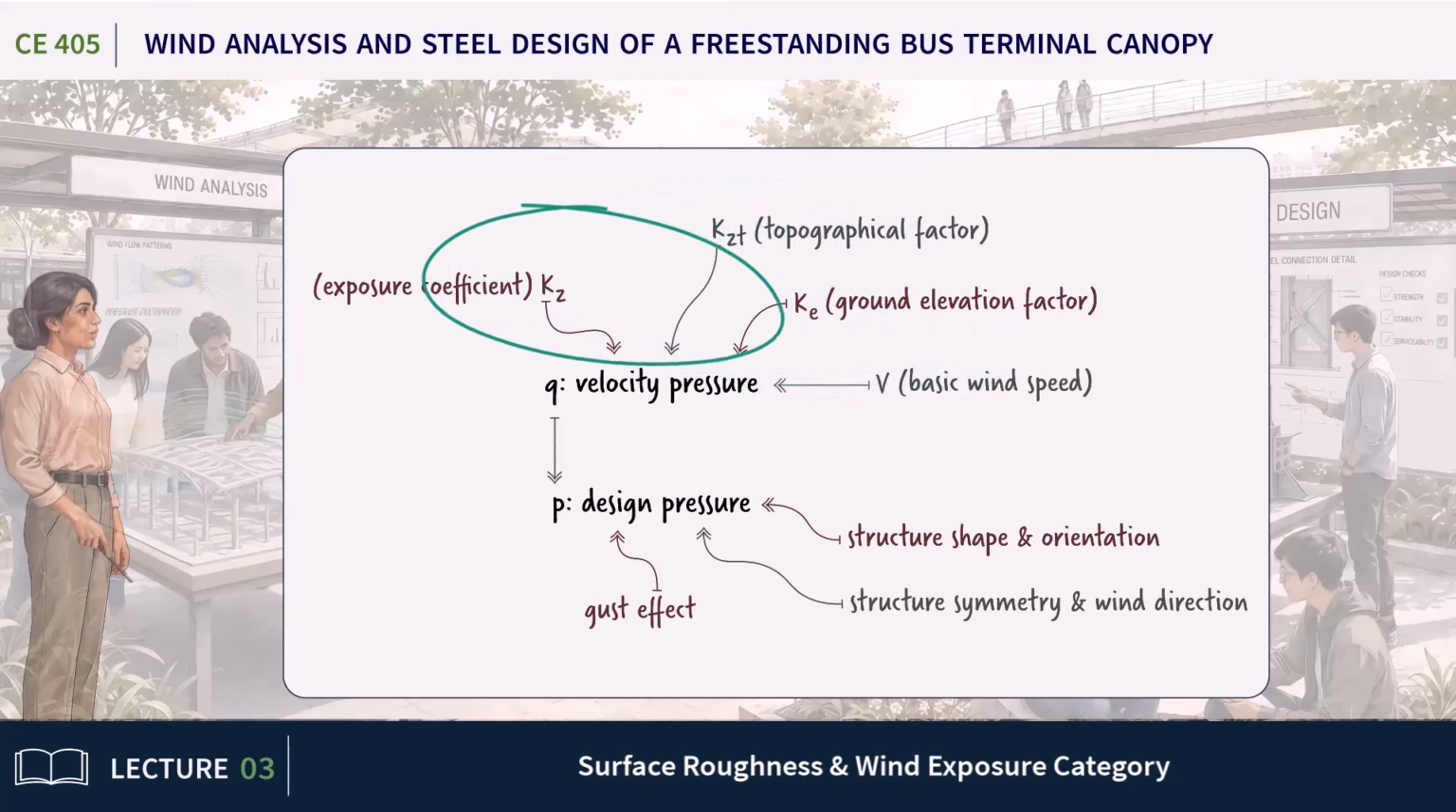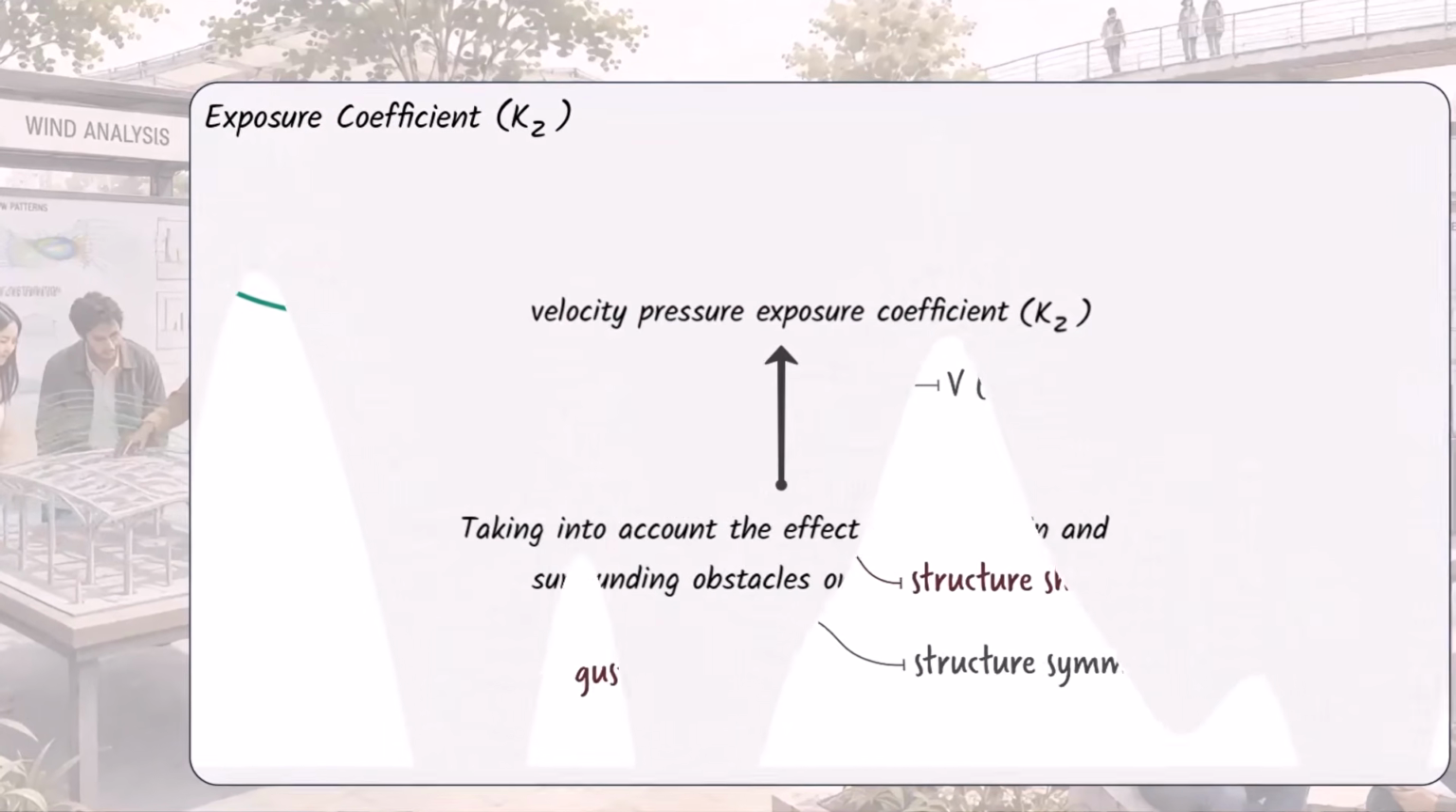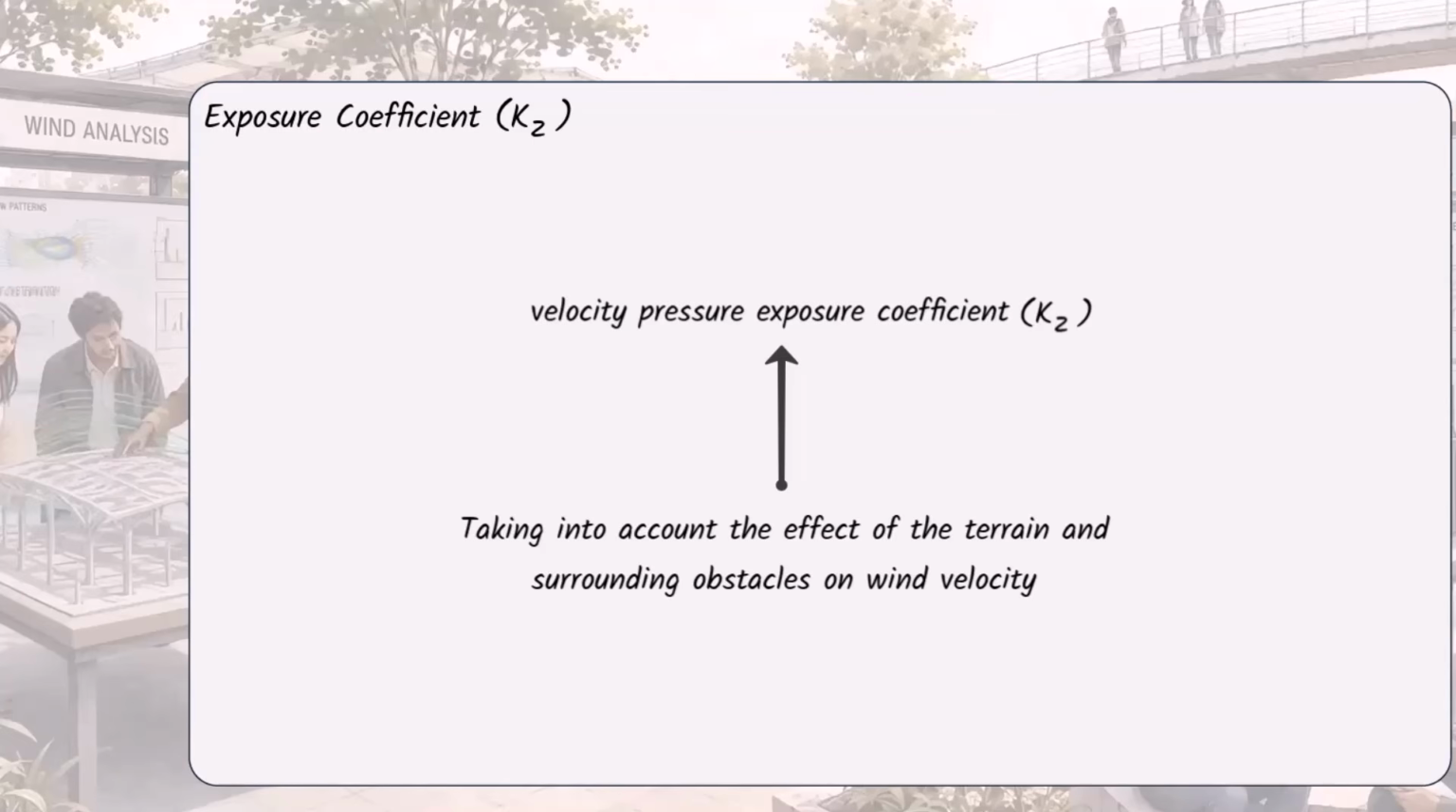In this lecture, we determine the exposure coefficient. Think of this as the wind's experience as it approaches the structure. The exposure coefficient tweaks the velocity pressure based on what surrounds the structure, whether it's wide open or surrounded by obstacles. Why does this matter? Because wind behaves differently depending on the terrain.